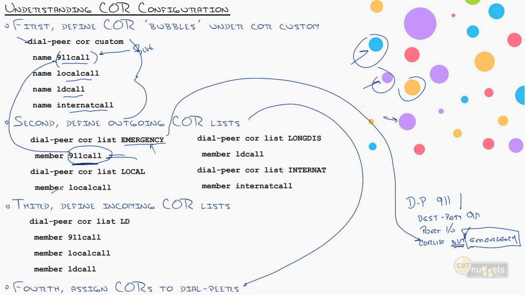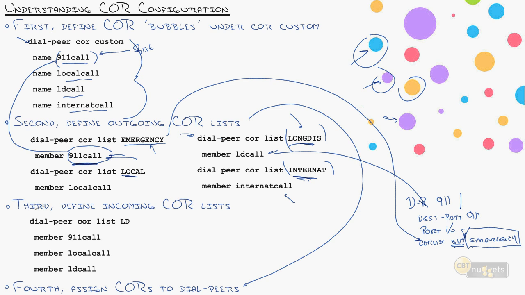Now, take a look at this. So actually, before I do that, I've defined emergency, local, long distance, international, and initially it looks a little tedious. It's like, okay, I create this with one bubble. I create this with one bubble. I mean, can't I just apply the bubble straight to the dial peer? It seems tedious to just create another thing, this dial peer core list with this name, when I could just apply this to... well, I can't, well, you'll see when we get to this third step.